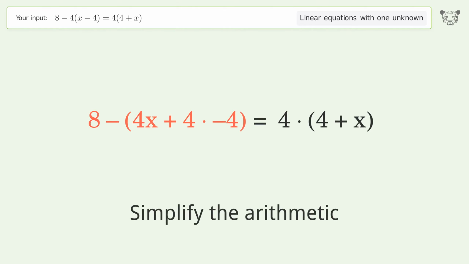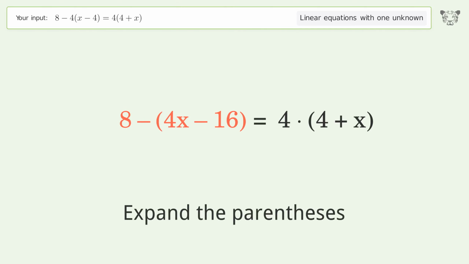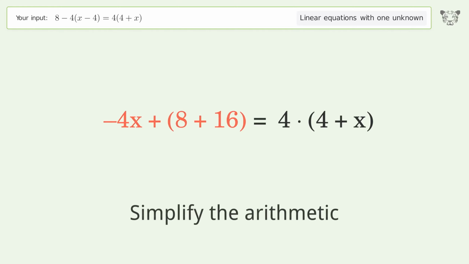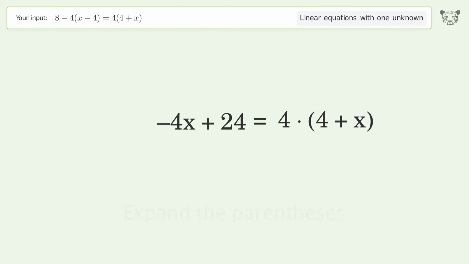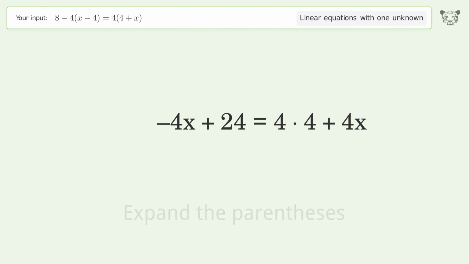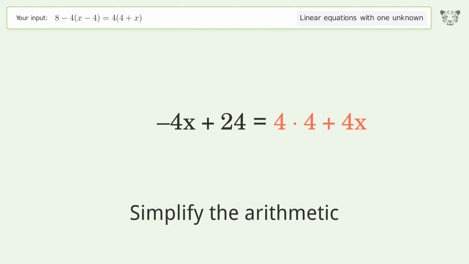Simplify the arithmetic. Expand the parentheses. Group like terms. Simplify the arithmetic. Expand the parentheses. Simplify the arithmetic.